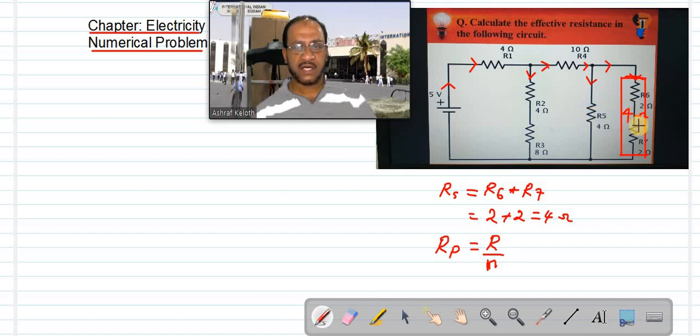two resistors are connected in parallel here. One is 4 ohm, this also 4 ohm. Since the value is same, both are 4 ohm, we can use the simplified equation. In this, value of one resistor is 4 ohm, that is the numerator, and denominator is N. N means how many are connected. Here two resistors are connected in parallel. This is 4 ohm, this together is 4 ohm. So two 4 ohm resistors are connected in parallel. So 4 by 2 is equal to 2 ohm.